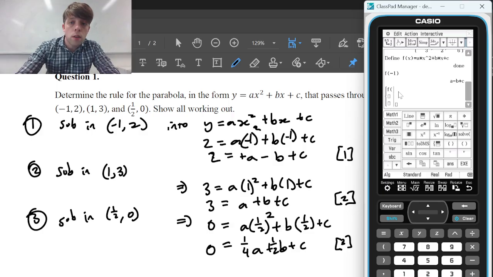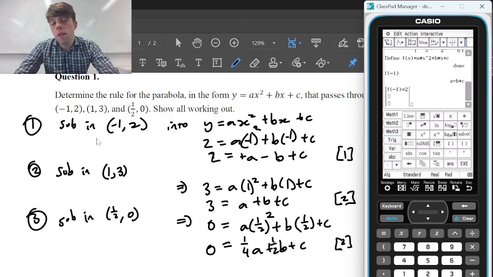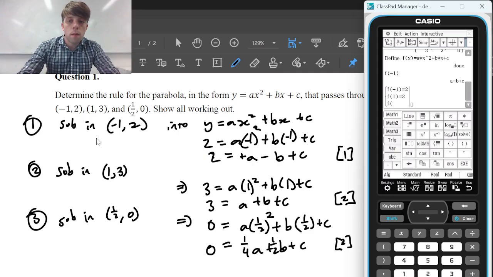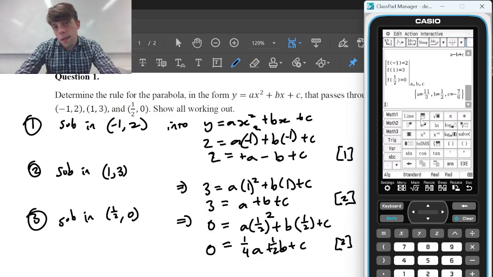So for example, I could say, using this first condition, subbing in -1, 2. This is the same as saying the function with an input of -1 spits out a value of 2. If I do the same thing here, we have the function with an input of 1 spits out a value of 3. The function with an input of 1/2 spits out a value of 0. And if I solve for A, B, and C, I just get that answer that we arrived at immediately, and that's without showing any working out.